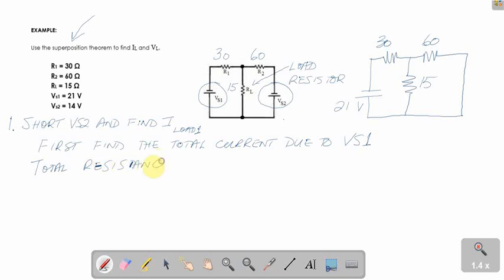Hopefully you can see that with respect to VS1, the total resistance it's going to see is 15 ohms in parallel with 60 ohms, and then it combines back together and all the current goes through that last resistor, the one that's 30 ohms. So we've got some current splitting one way, some splitting another way, and all of that current is going to go through that 30 ohm resistor. So we're going to see the total current at that node represented with the arrow.